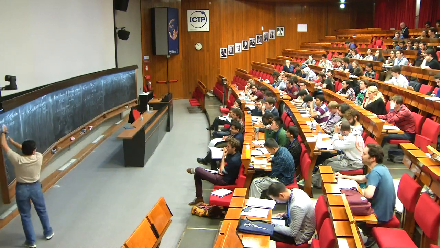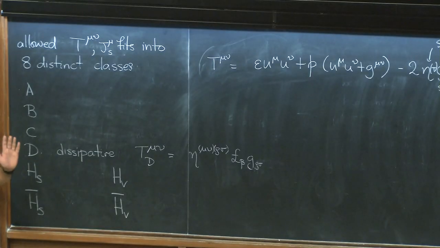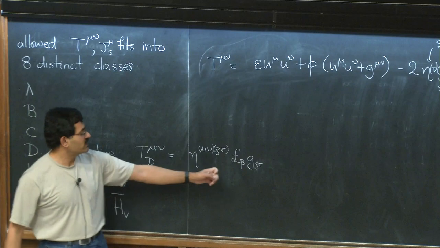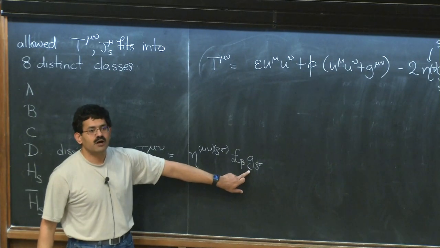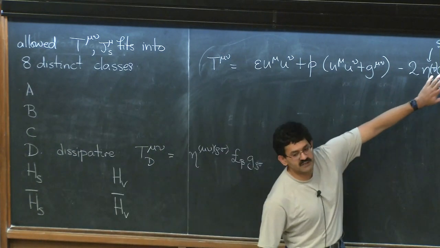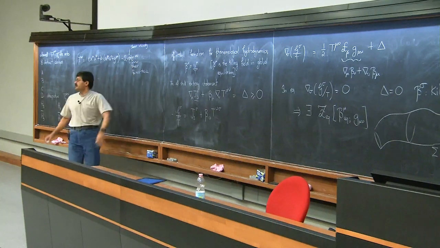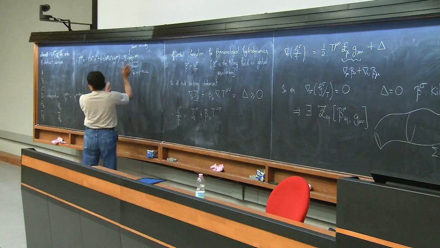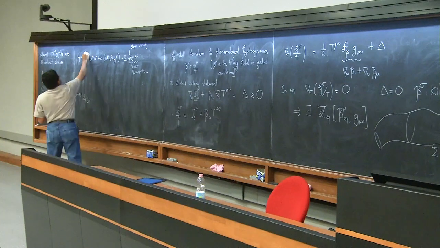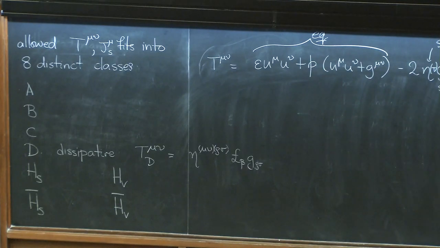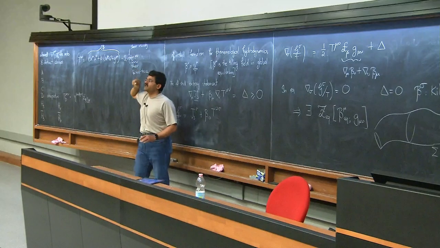So T mu nu can be decomposed into eight distinct pieces. In the dissipative class, you can argue that T mu nu has to take the form of a four tensor contracted with the Lie derivative of the metric with respect to beta. This guy fits in that class. The second term fits in this class. So this guy, I claim, can be written like this. That was equilibrium. Sorry. This is equilibrium. This is not equilibrium because this is dissipation. And this guy belongs here. Yes?